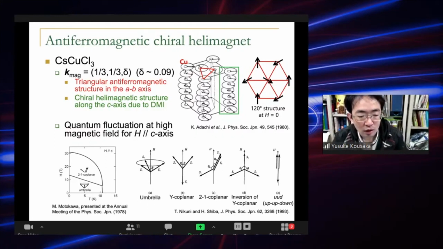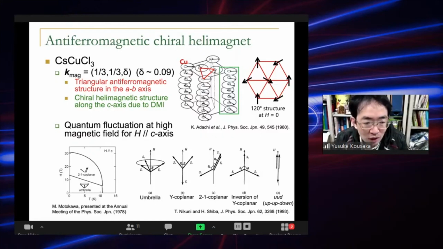It is theoretically reported that when we apply the field along the c-axis in this compound, it forms a variety of magnetic structures: the umbrella, coplanar, and up-up-down, basically 5 structures in total. Experimentally, in 1970, it was reported that it can form the umbrella and the 2-1 coplanar phases, only 2 phases, and not the Y phase and so on.